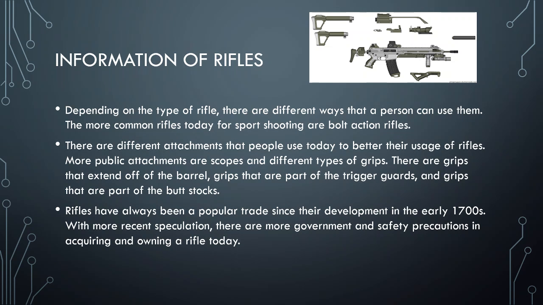Information on rifles. Depending on the type of rifle, there are different ways that a person can use them. The more common rifles today for sport shooting are bolt-action rifles. There are different attachments that people use today to better the usage of rifles. More public attachments are scopes and different types of grips. There are grips that extend off the barrel, grips that are part of the trigger guards, and grips that are part of the buttstocks. Rifles have always been a popular trade since their development in the early 1700s. With more recent speculation, there are more government and safety precautions in acquiring and owning a rifle today.